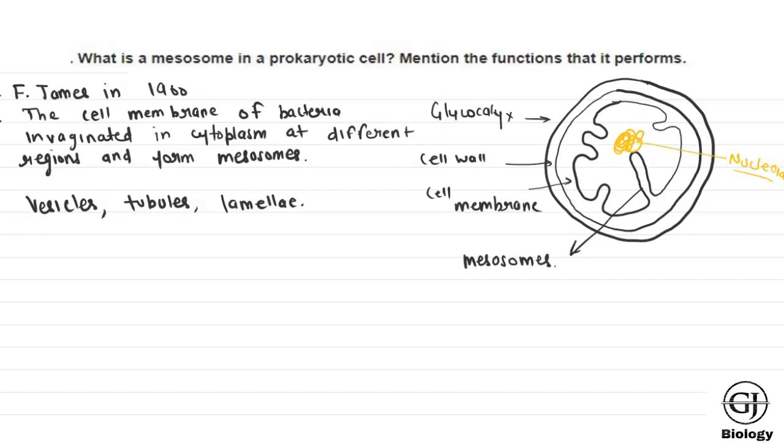On the basis of their connection and structure with the nucleoid, there are basically two types of mesosomes. The first one is lateral mesosome, and the second one is septal mesosome. Clear? We will discuss the structure and functions of the different types of mesosomes. First, lateral mesosome. Lateral mesosomes are not connected with the nucleoid.